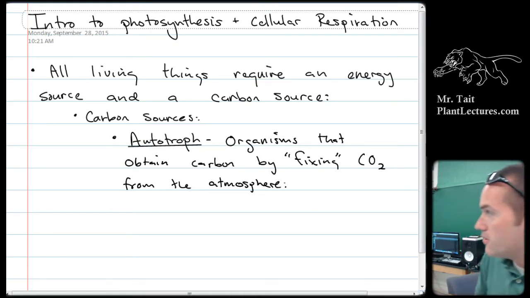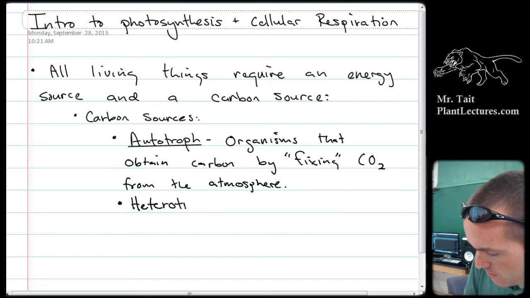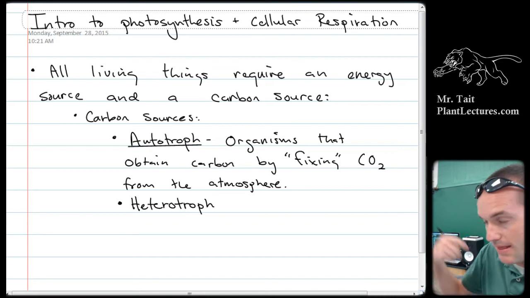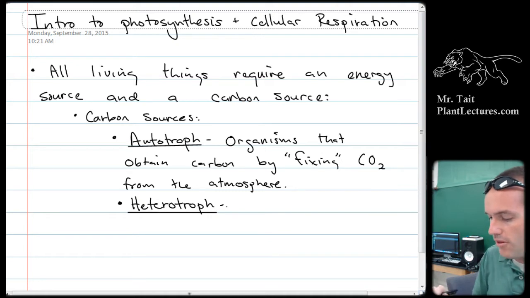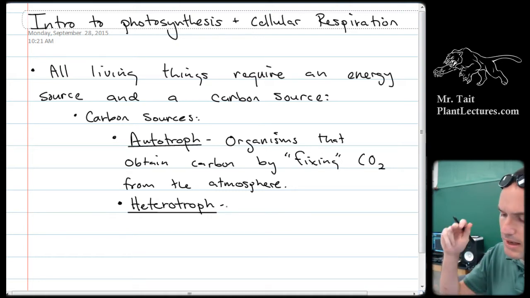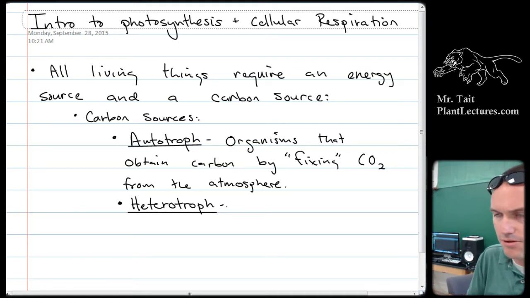Okay, and those things that are not autotrophs then must be getting carbon from someplace else, and that is something that we call a heterotroph. The word autotroph means self-eater, meaning that it's getting the CO2 by itself, and the word heterotroph means other eater. Hetero means other. So these things are eating other organisms. Basically, they have to find either other heterotrophs or other autotrophs to get their carbon source.